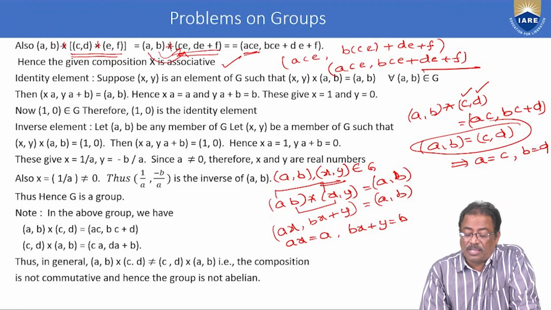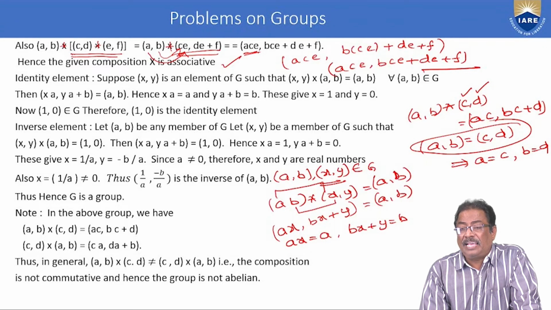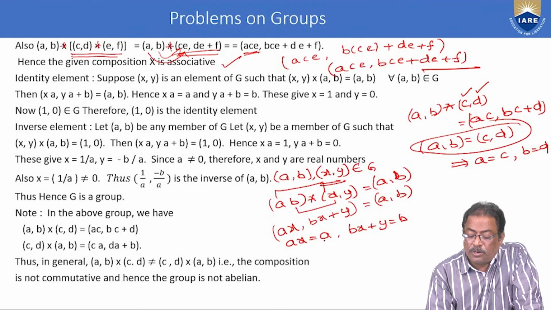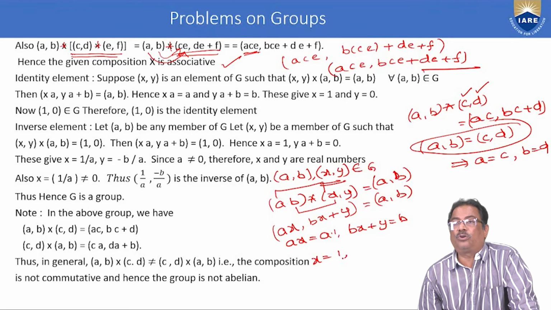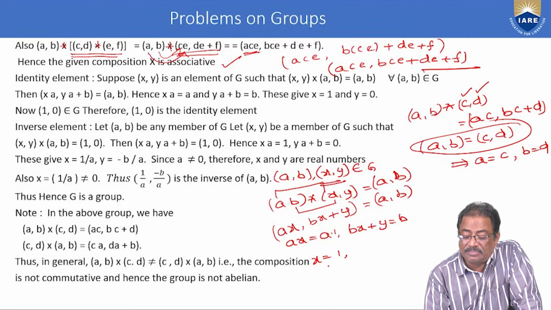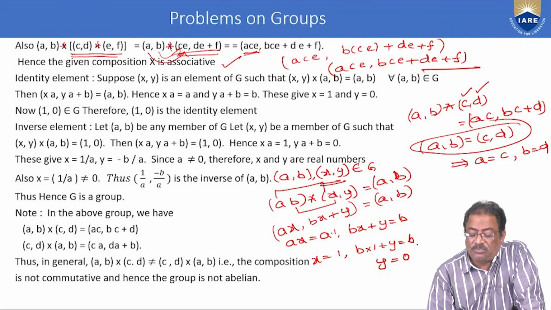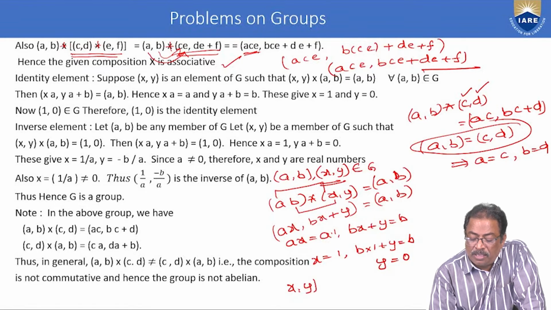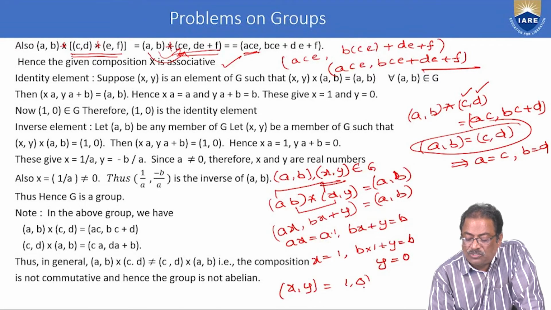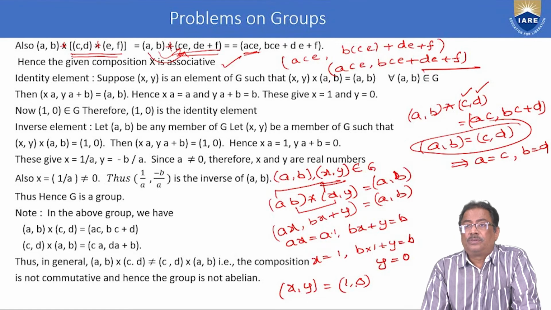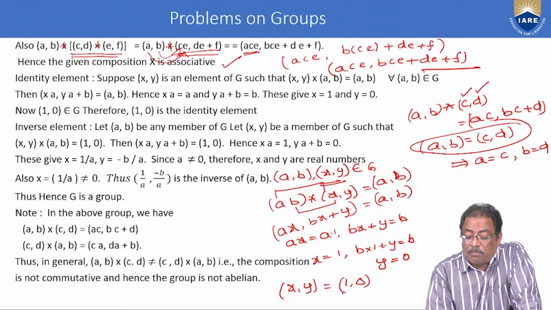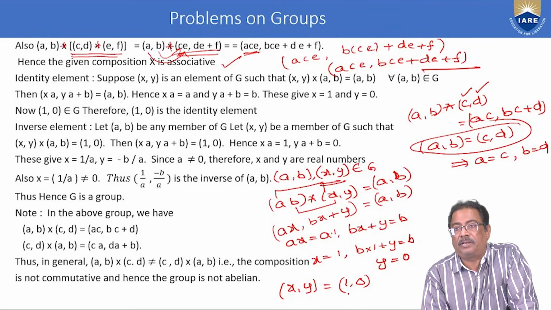My intention is to calculate what X is and what Y is. Then I write this as A into 1, using the left cancellation law. So I get X is equal to 1. Once X is equal to 1, I substitute here B into 1 plus Y is equal to B, so I get Y is equal to B minus B, which is 0. So the ordered pair (X, Y) is (1, 0). Observe this: (1, 0) acts as an identity element.